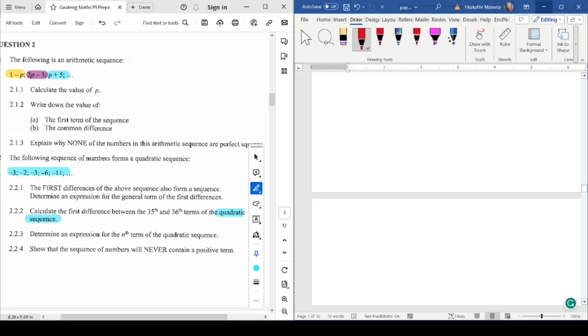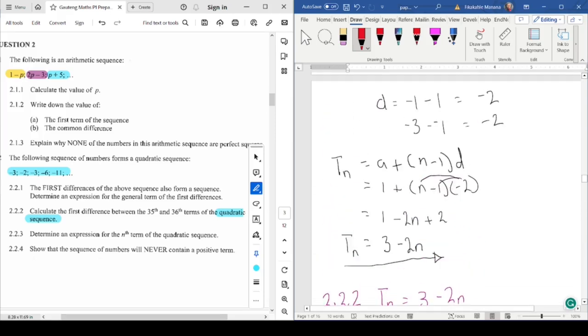Okay, so let's look at the last question now. So it says that is 2.2. Oh, it's not the last question. Determine the expression for the nth term of the quadratic sequence. Okay, so we're talking about the quadratic sequence. This is 2.2.3. Now we are looking at the quadratic sequence.